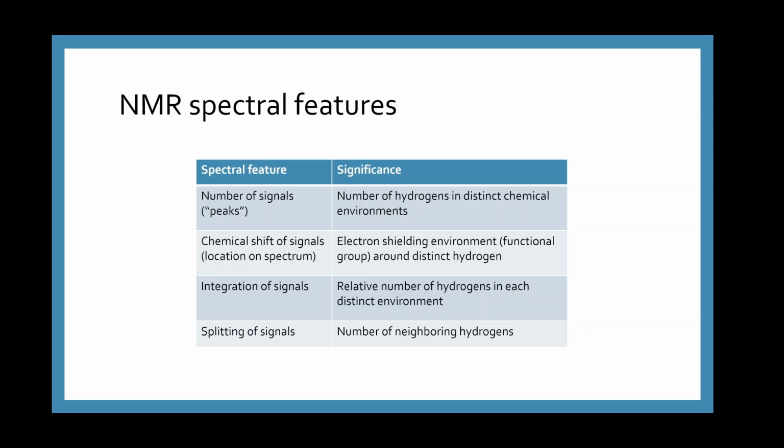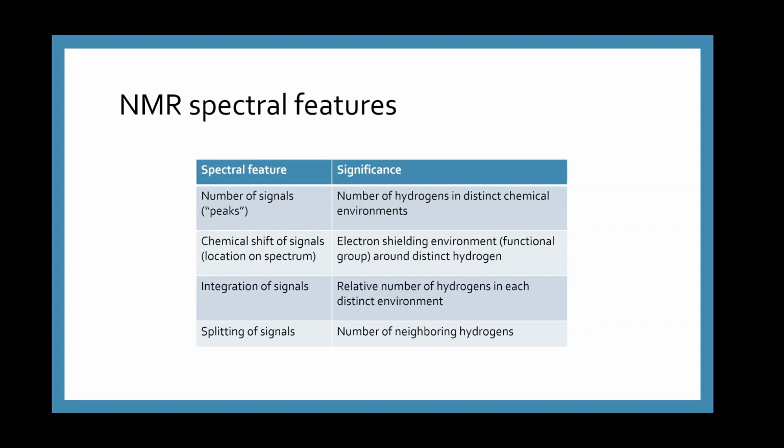This video will cover a number of key spectral features in NMR spectra to help analyze the spectrum so you can identify which molecule or which types of atoms are present in that molecule. So the first we'll talk about is the number of signals or the number of peaks. This indicates the number of hydrogens in distinct chemical environments or groups of hydrogens in distinct chemical environments.